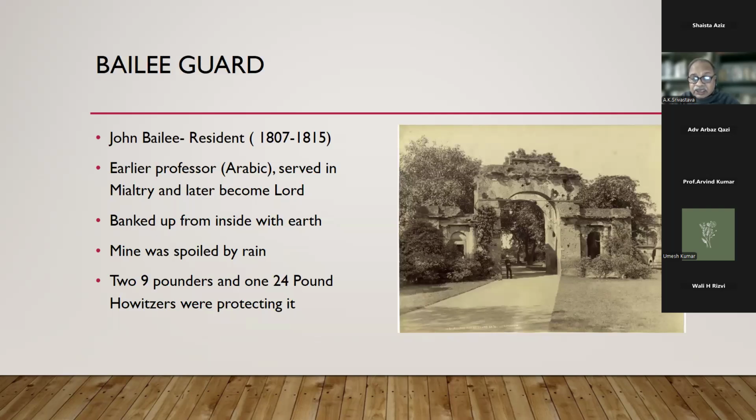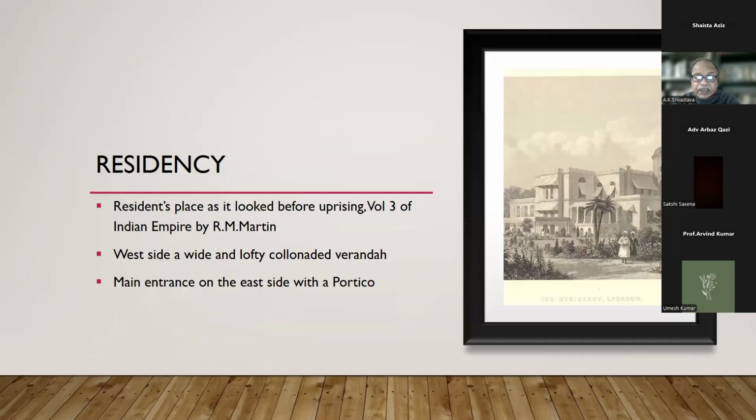But interestingly, he was an earlier professor of Arabic, and he made a lot of contribution to Arabic grammar. He served in the military. For protection of this gate, a lot of earth was used. Mines were used by Indians, but they were spoiled by rain, and two 9-pounder and 24-pounder howitzer were protecting it.